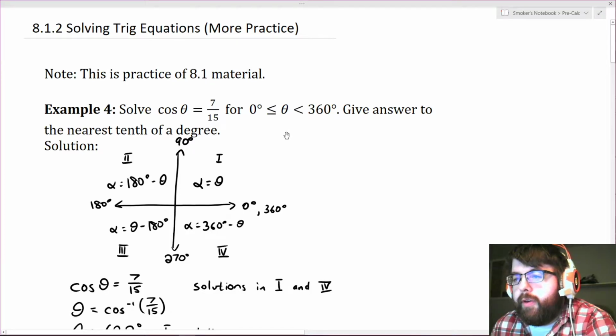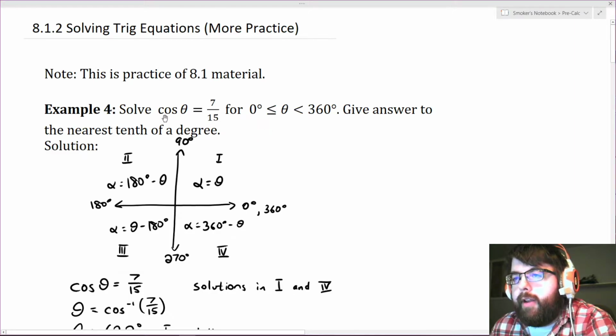Those 2 solutions will be in the 2 quadrants of the 4 that give you positive solutions for cosine. As you remember, for cosine, positive solutions are in the first and fourth quadrant. There will be a negative 7/15 in the second quadrant and in the third quadrant that cosine is equal to, but only in the first and fourth are there positive 7/15.